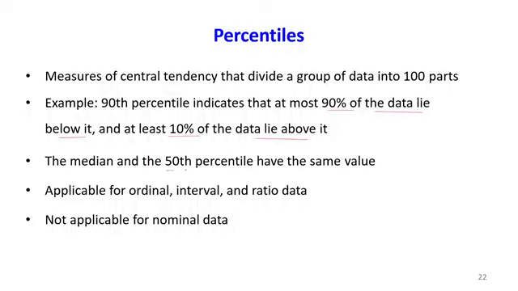So when we talk about the median, the median is the 50th percentile, because the median being a central value, 50 percent of values are above the median and 50 percent of the values are below the median. So the median is also called the 50th percentile. Okay, it is applicable for every kind of data.